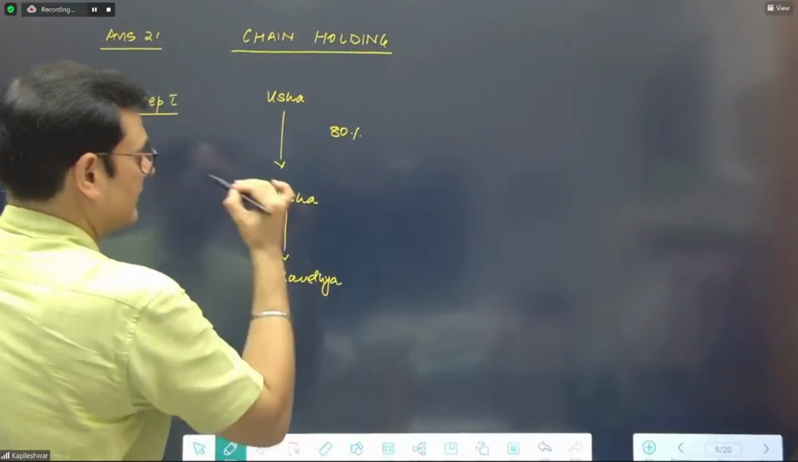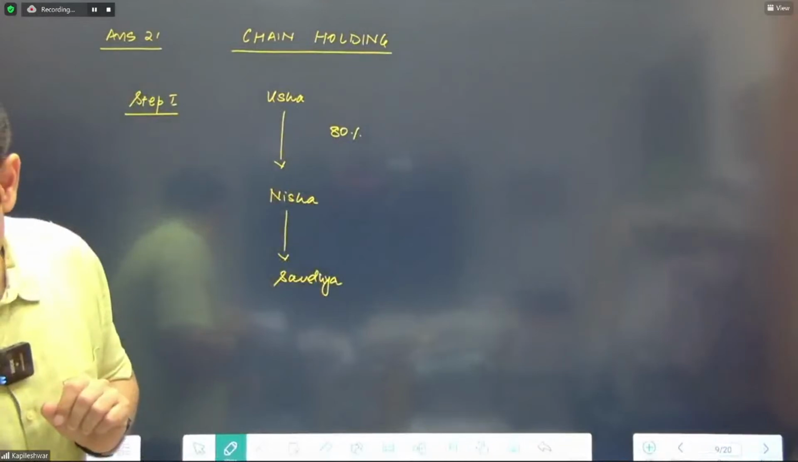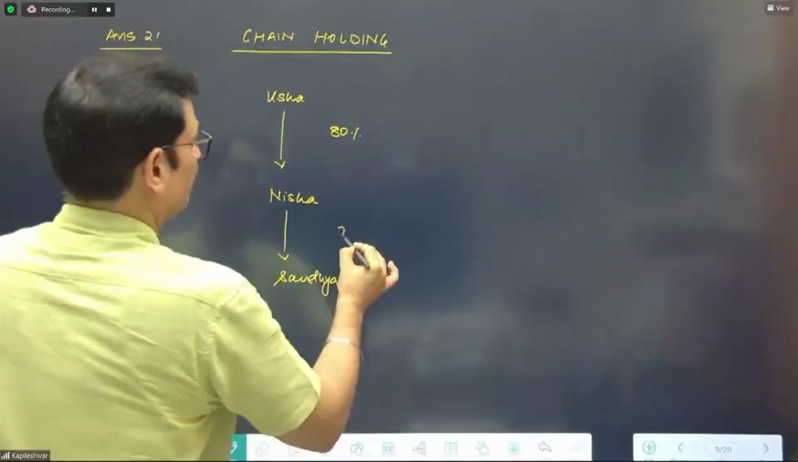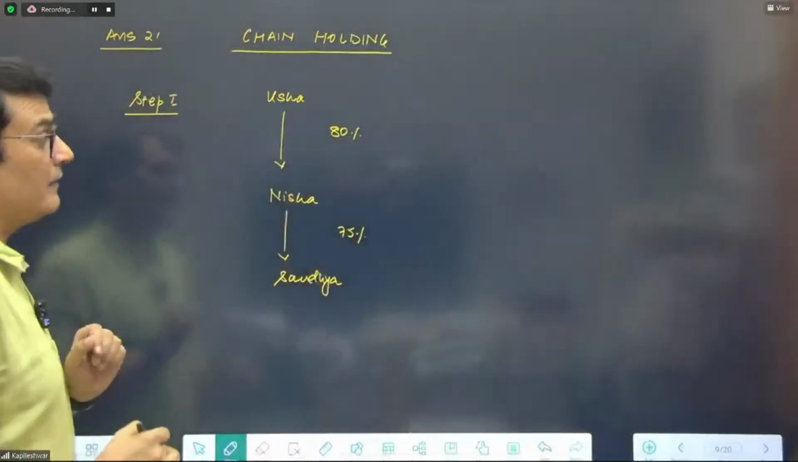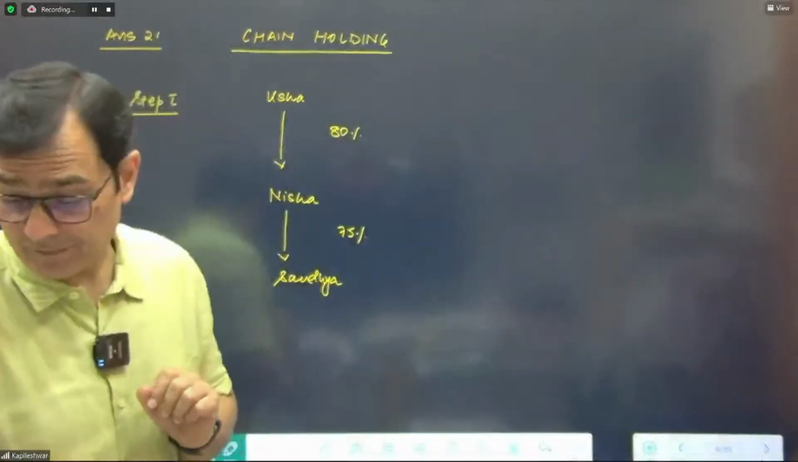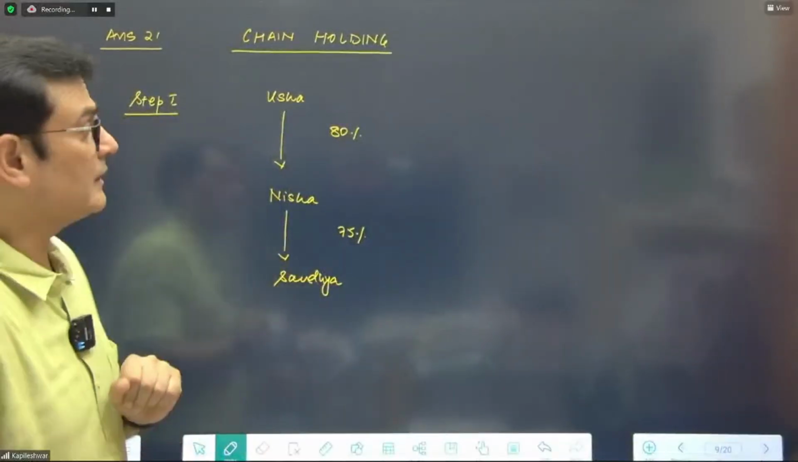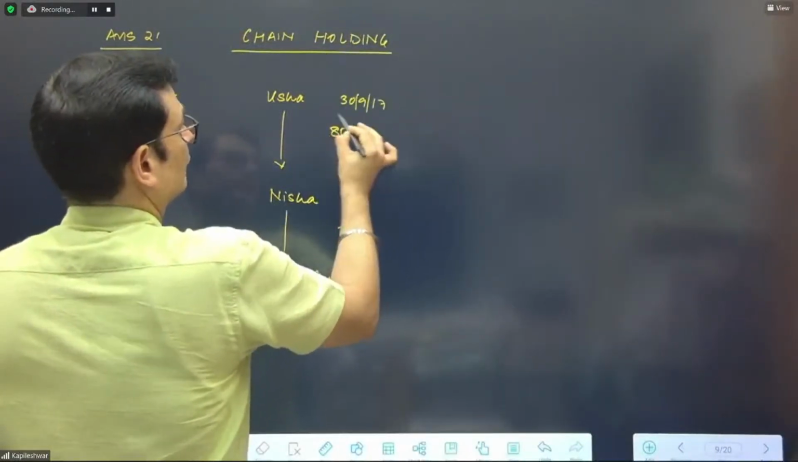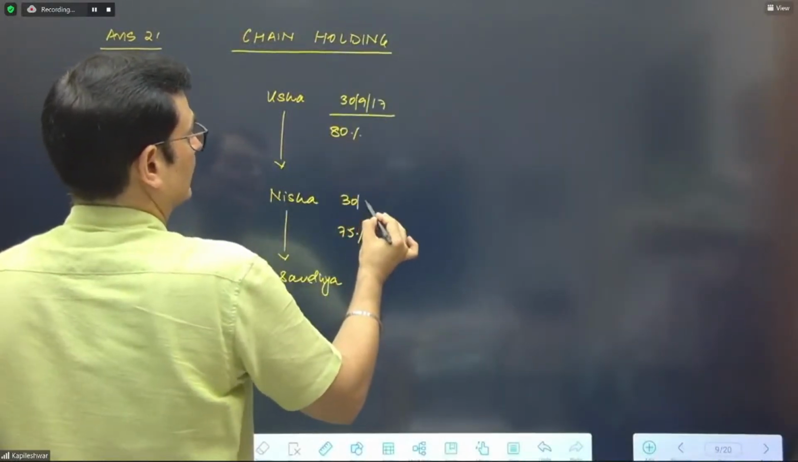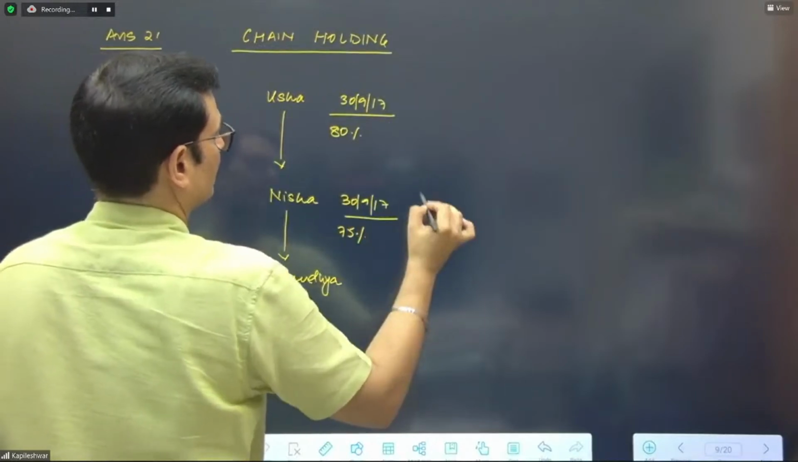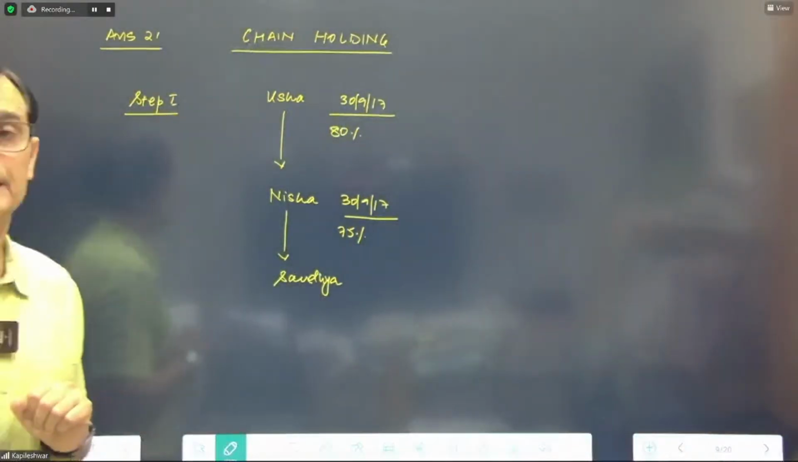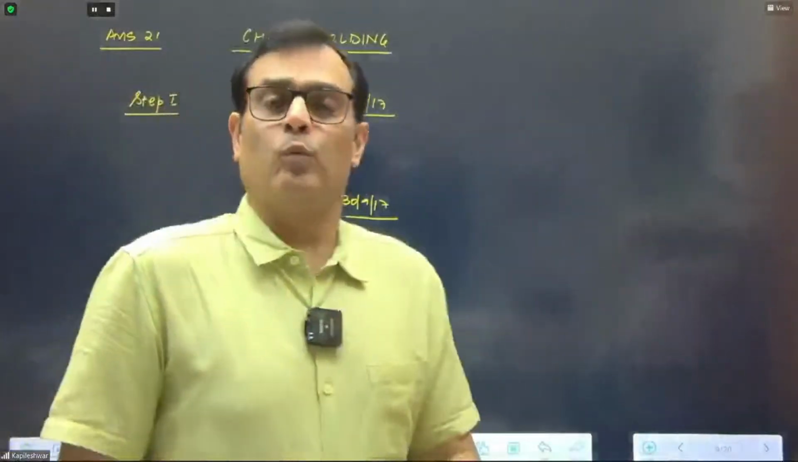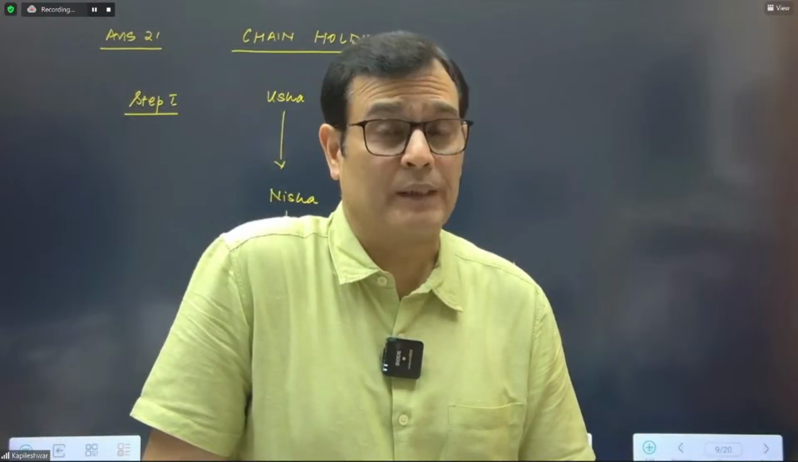So we are given that Nisha has got shares in Sandhya, that is 75% shares, and the date of acquisition is very clearly given. It says all the holdings are acquired on 30th September 17. So this, as well as the second acquisition, everything happened on 30th September 17. Now, when you see a chain holding, there is a little special thing to be done in terms of step number 1 as well.